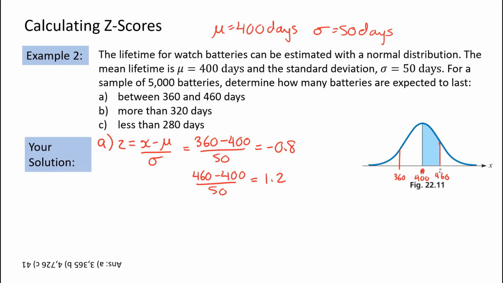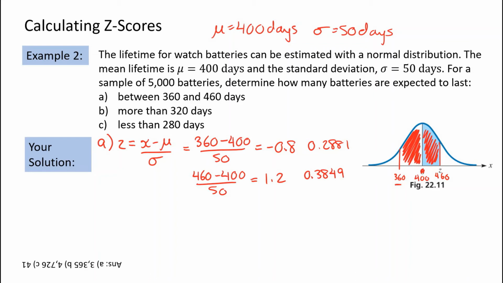So for this one, we're going to write for 0.8, 0.2881, and for 1.2, 0.3849. So what that is, 0.3849 is this area here in terms of percentage. Sorry, 0.2881. So for 360, 0.2881 is the area to the left of the mean. For 1.2, 0.3849 is the area to the right of the mean.